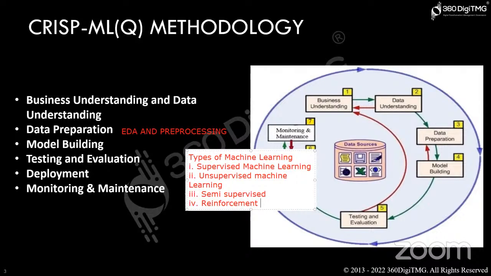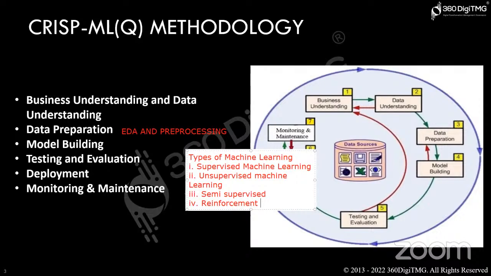Supervised machine learning, based on the output variable, has two methods: one is classification models, another is regression models. Whenever the output variable is discrete, we use a classification model. If our output variable is continuous, we can go with regression models. This is about supervised machine learning.